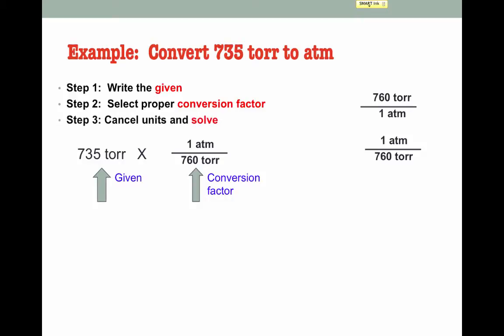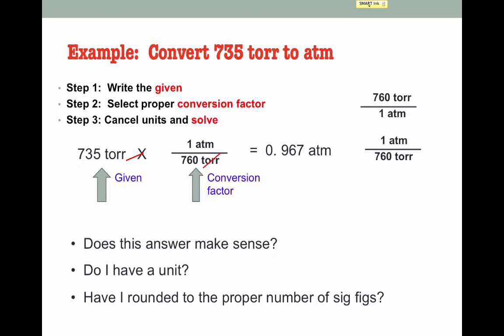Finally, we cancel our units. So torr will cancel with torr. And we solve. Here we get 0.967 atm. Does this answer make sense? Well, if 760 torr is 1 atm, then 735 torr should be slightly less than 1 atm. So yeah, that makes sense.